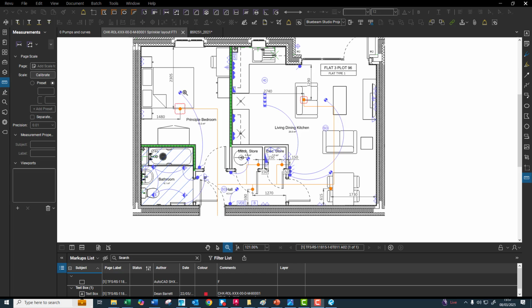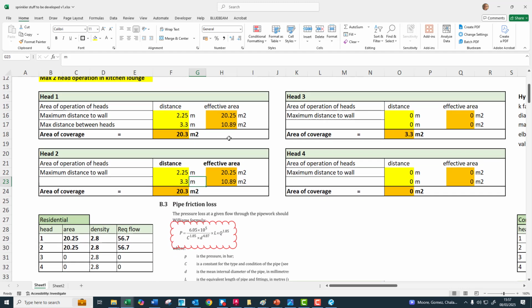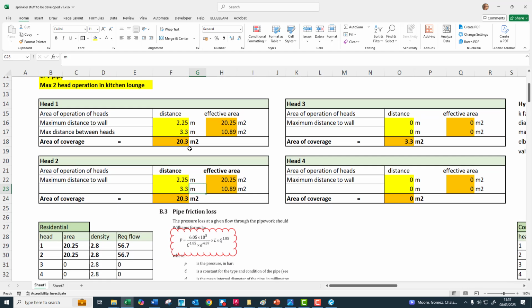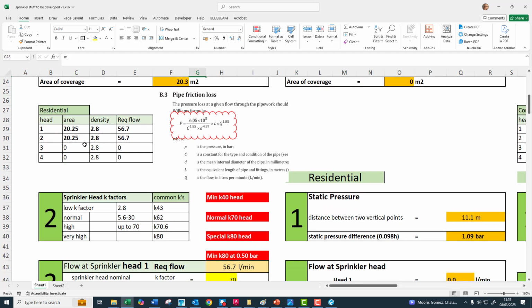So the effective area will be 4.6 times 4.6 for that particular room. So don't be surprised if you see strange situations where nothing appears to be symmetrical, because for some reason, and when I speak to somebody who does this for a living, I'm sure they'll tell me why. So we've got that. We've got 20.3, or 20.25, worked out the density there.